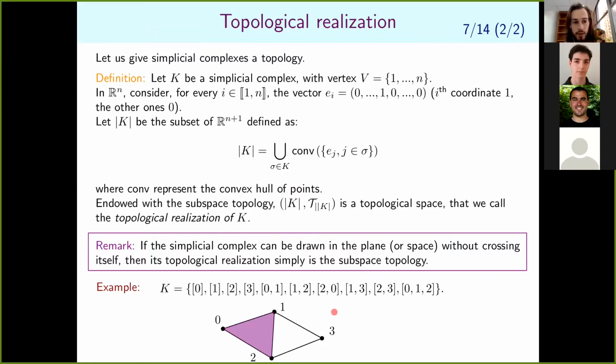Example, this simplicial complex, K here, it has dimension 2. We have one simplex of dimension 2, 5 simplices of dimension 1, and 4 simplices of dimension 0, 4 vertices. I can draw it without self-intersection like that. So I can say that the corresponding topological realization is simply this subset of the plane endowed with the subspace topology.